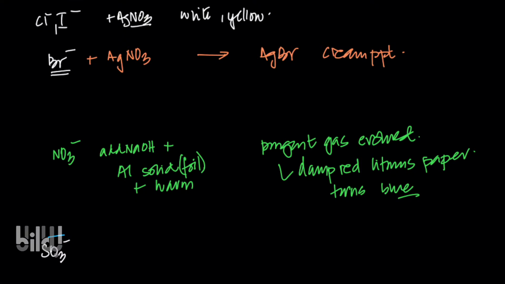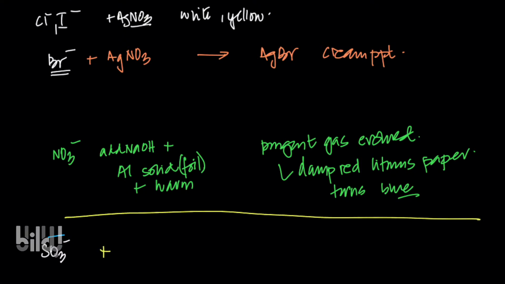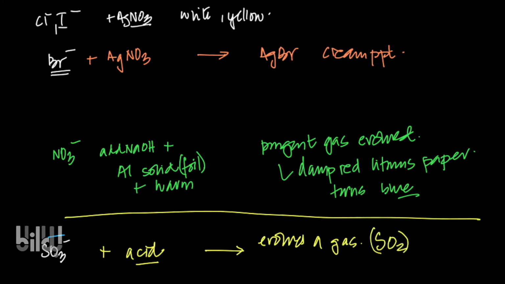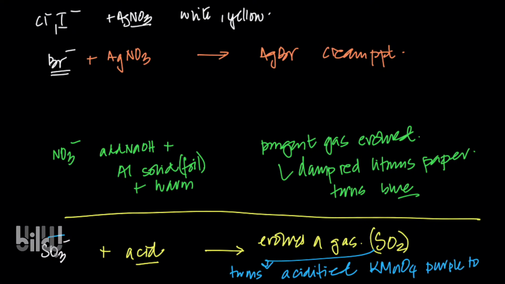Now, sulfide is not in the O-Levels, it is IGCSE, and this test is also just like carbonates. You add an acid and it evolves a gas, a pretty strong smelling gas. And that gas is SO2, which can be oxidized. It turns acidified manganate, which is purple, to colorless.